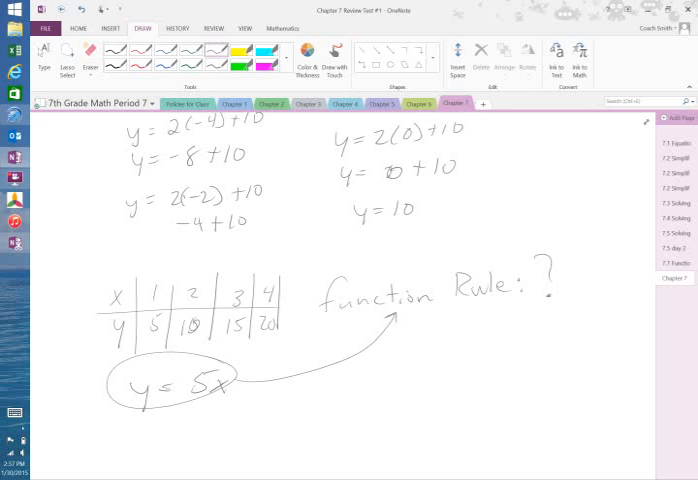Okay? Your test is Monday. Please study the review sheet. When you come in Monday, you just need a pencil. Don't bring anything else in. All right? You do not have any homework except to study for test number 1 over solving equations.